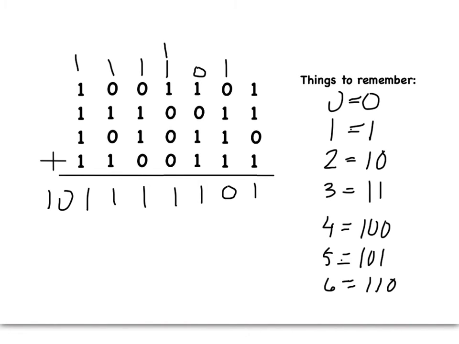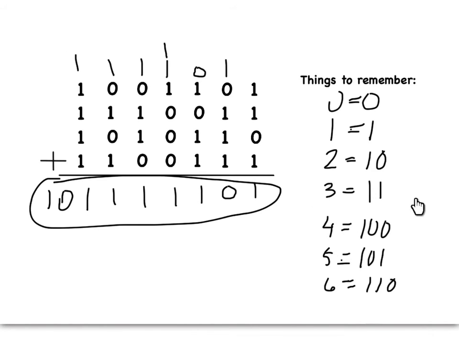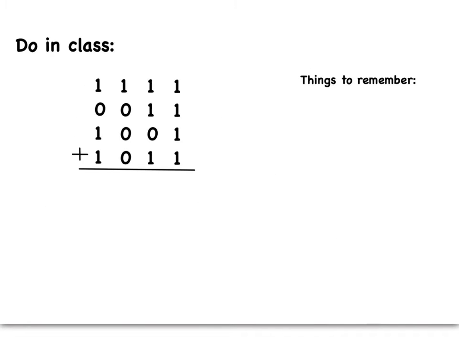So if you had this question on the quiz, you would write down this whole entire answer. Thing to remember is to write out a key before you start. That's going to help you. We're going to go ahead and skip this problem. We're going to do it in class.